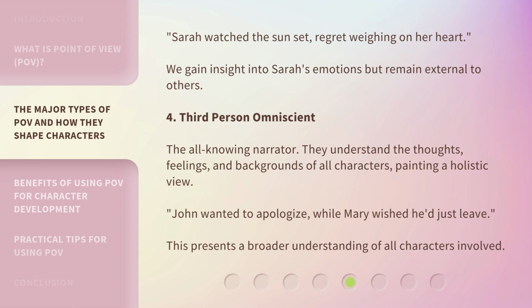4. Third-person omniscient. The all-knowing narrator. They understand the thoughts, feelings, and backgrounds of all characters, painting a holistic view. John wanted to apologize, while Mary wished he'd just leave. This presents a broader understanding of all characters involved.